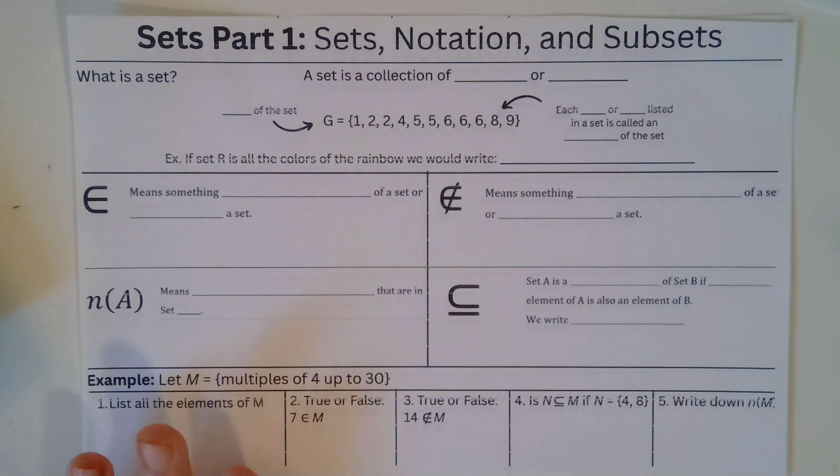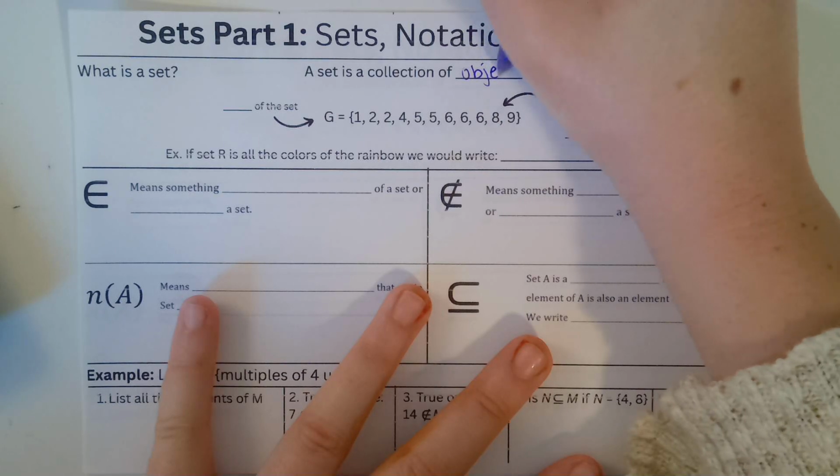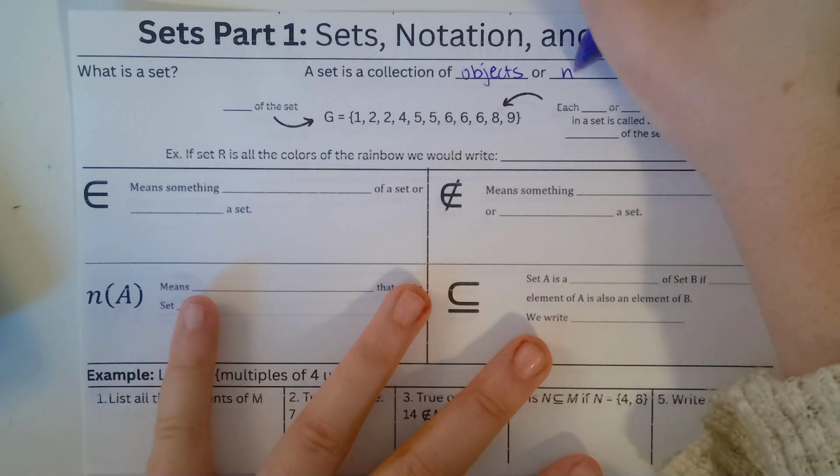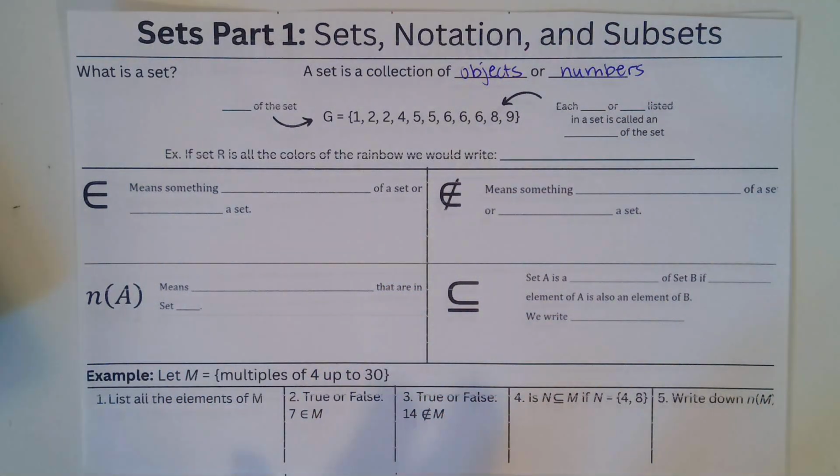So we were talking about sets. This is a pretty short lesson, just a little half sheet. So first of all, it says, what is a set? Basically, a set is a collection of objects or numbers. One way that I would think about it is, honestly, it's just a list of different things. That's all a set is, just a list.